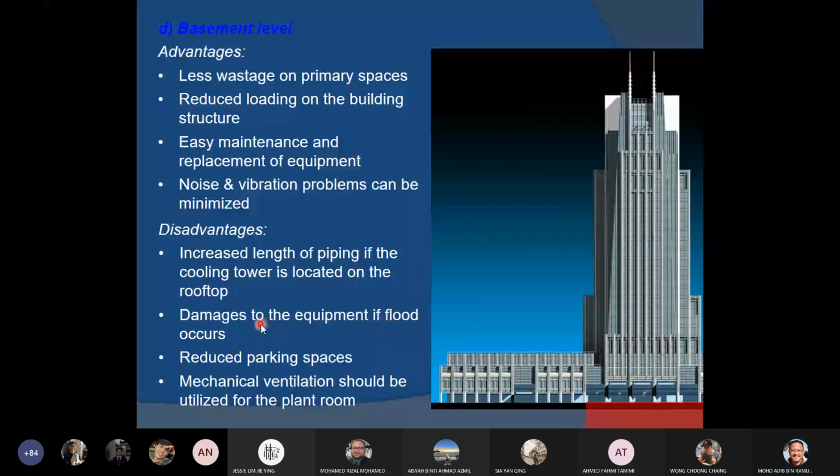But another negative point, a disadvantage of this placement, is if, let's say, the basement floods, right? Flooded with water, then maybe it would cause damage to the equipment. Okay. And then it will reduce parking spaces. So as a result, maybe you need to dig more levels, more basement levels, to provide for the parking spaces. And mechanical ventilation should be utilized for the plant room because there's no natural ventilation.